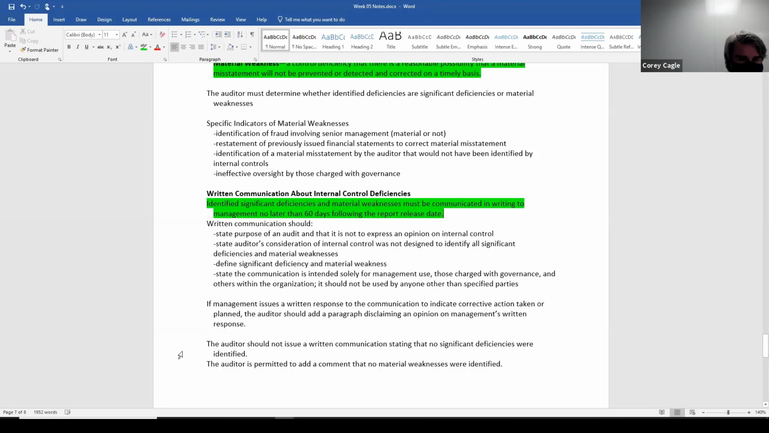We're not tasked, not in this type of audit anyway, with looking for those things. We are communicating things we identify, right? So our written communication would say our purpose is not to express an opinion on internal control. Now, there are audits where we would do that, but we hadn't gotten to that yet. So in our communication, we've got to cover all our bases. We're not out for issuing an opinion. We considered internal control, but that was not designed to identify all of these things, and then just say, but hey, here's what we did find. Thought you should know, right?